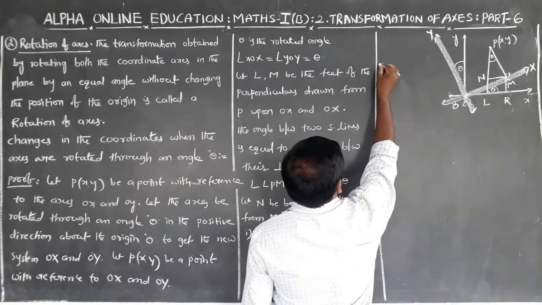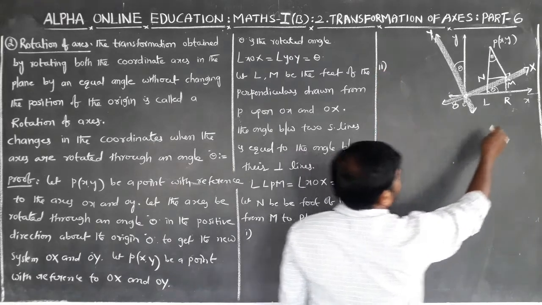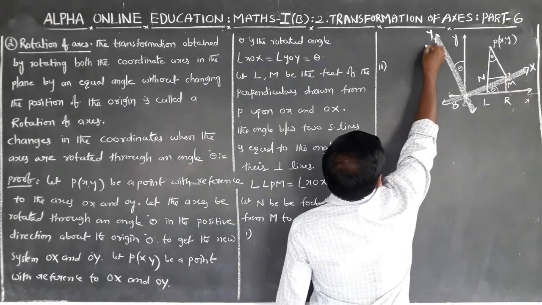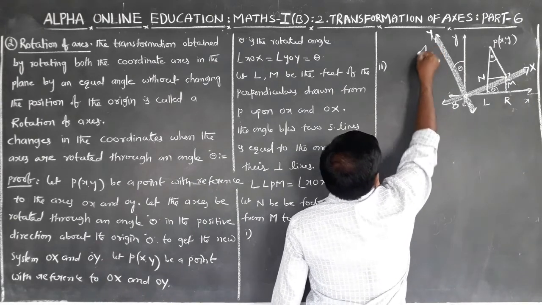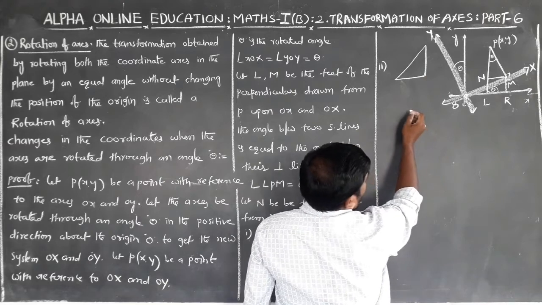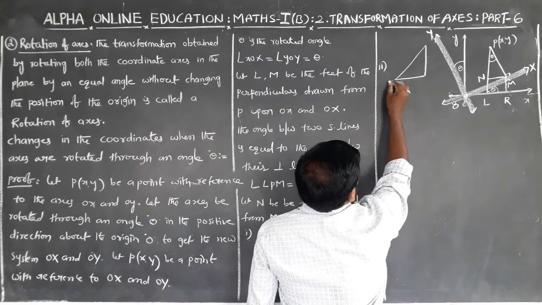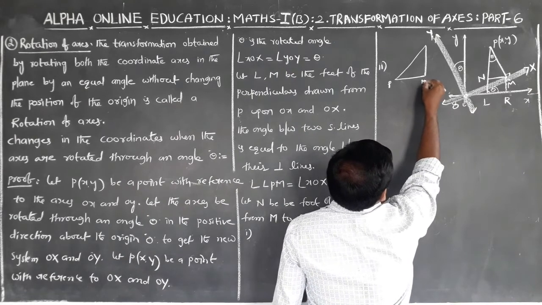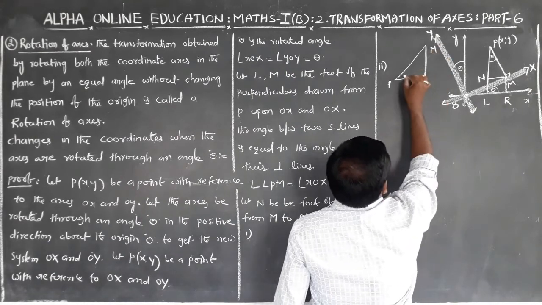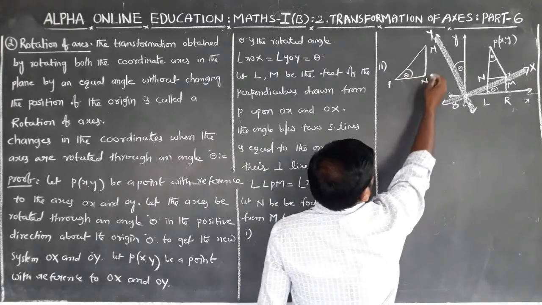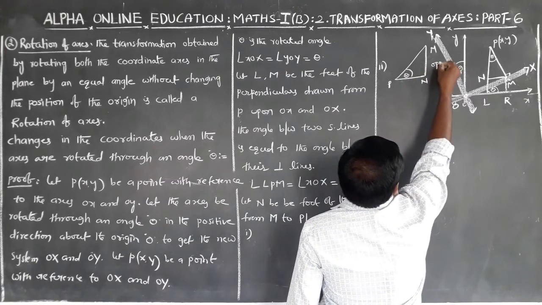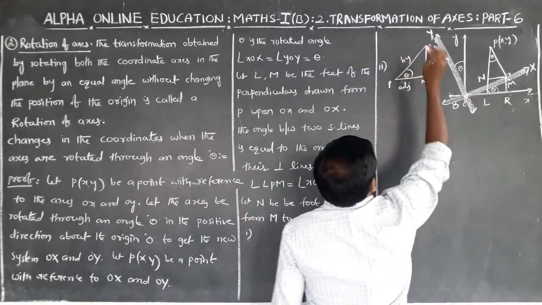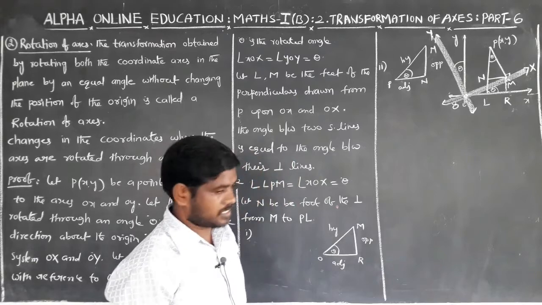Second one is the second triangle, PNM. PNM is the second triangle. This is P, this is N, this is M. This is the angle. Here MN is the opposite side, PN is the adjacent side, PM is the hypotenuse.